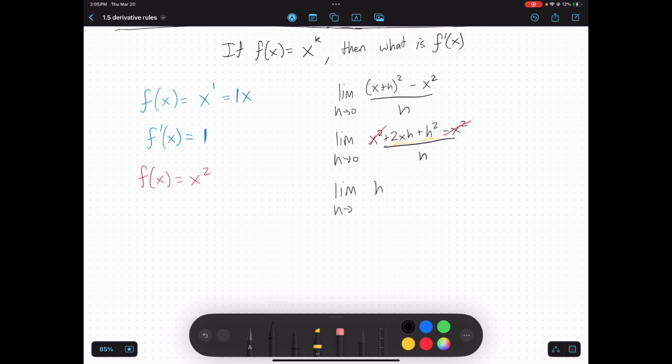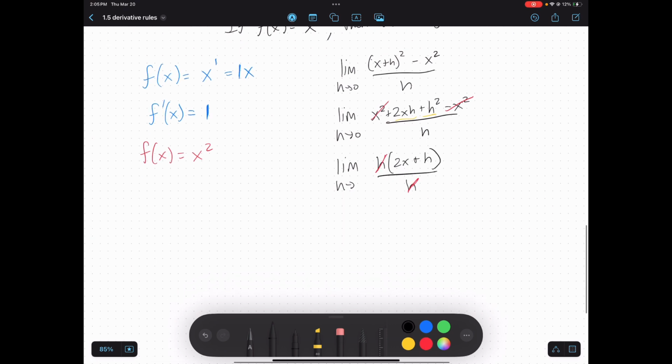So I can factor an h out of my numerator. And now that h that I factored out cancels with the h in the denominator, and I'm left with the limit as h approaches 0 of 2x plus h. Since I've now eliminated the discontinuity, I can plug in 0 for h, and I'm left with 2x. So here's the next piece of my puzzle. If I have x squared, then I get the derivative 2x.